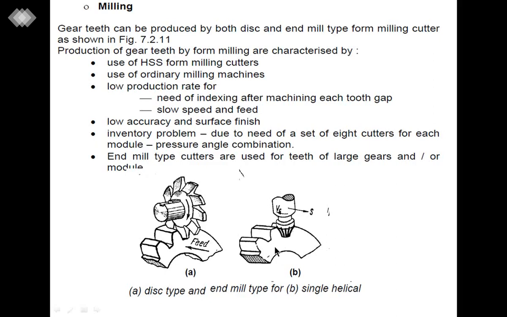The second type of gear manufacturing is the end mill type of milling, in which a form milling cutter is used, that is, the end mill type of cutter of the shape required in between the two teeth, that is the tooth gap. So it is rotated as well as given the depth of cut during the cutting of this tooth space on this gear blank, and after cutting one gear tooth gap or space, this gear blank is indexed to the next tooth gap, and it continues till the manufacturing of all the teeth on the gear blank.